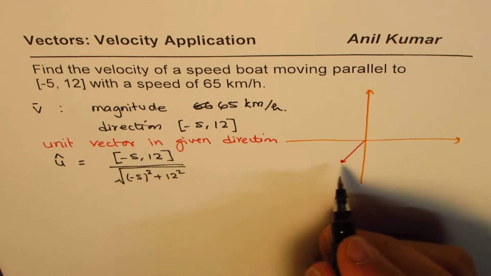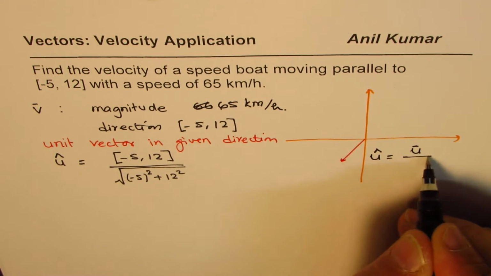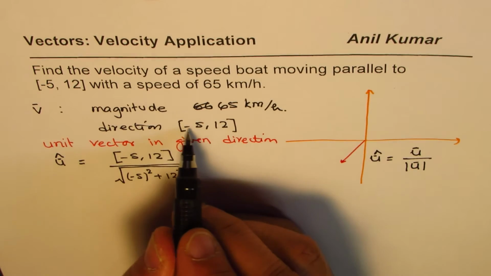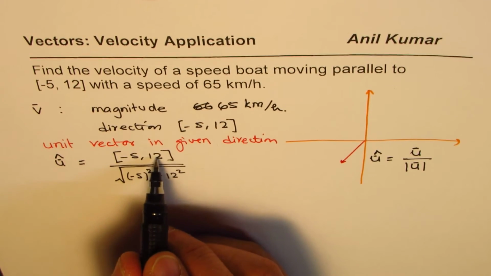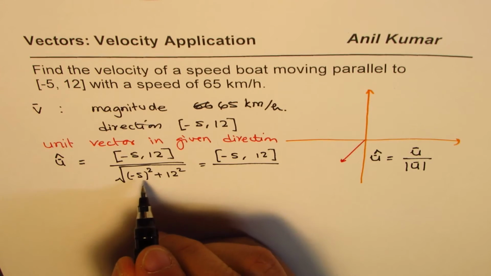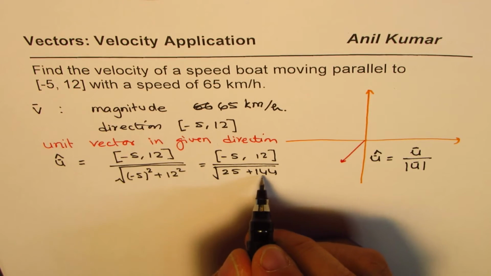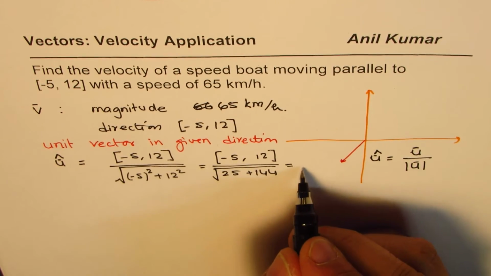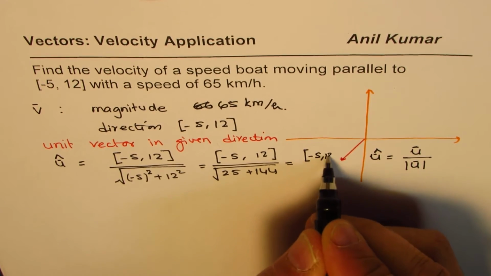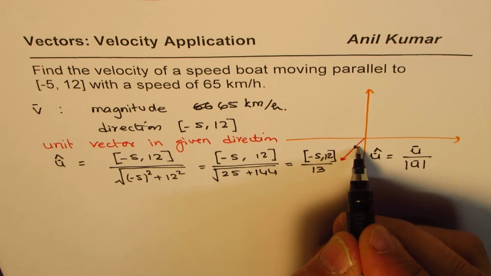Let me write down this formula separately here. What we are saying is that the unit vector is always equal to the vector divided by its magnitude. Is it okay? Vector divided by its magnitude. So for direction minus 5, 12, that's the vector, and this is the magnitude. It gives you minus 5, 12 over the square root of 25 plus 144, which is 169, and the square root of 169 is 13, right? So the unit vector is minus 5, 12 over 13. That gives us the unit vector in the direction. Do you understand?